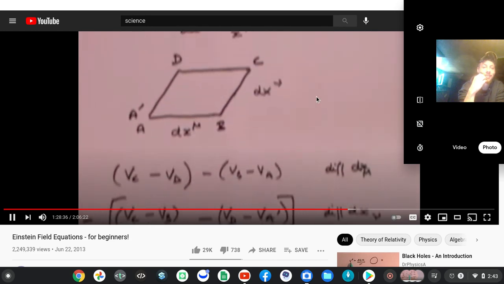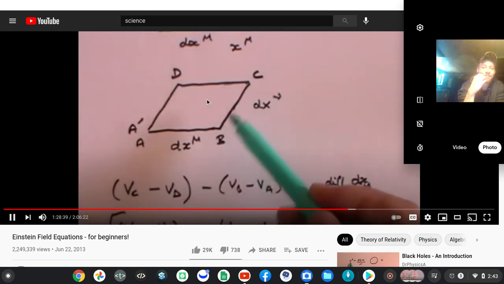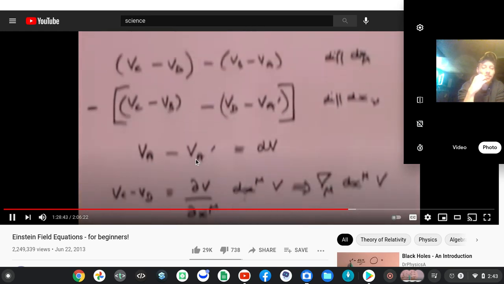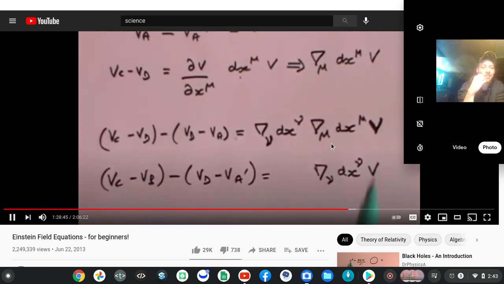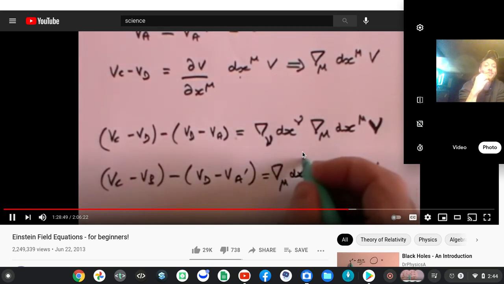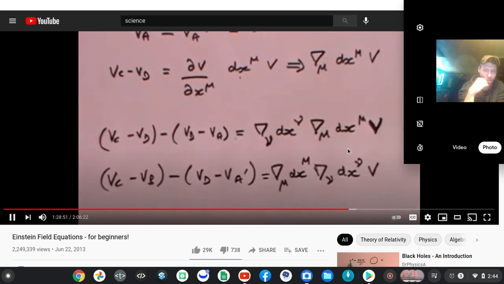This means that you're looking at the difference between this line and this line. You said your lines were separated by dx mu. So essentially you're applying another differential, but this time in the mu direction. So we've now got every term. That term is essentially that term, and this term is essentially this term.